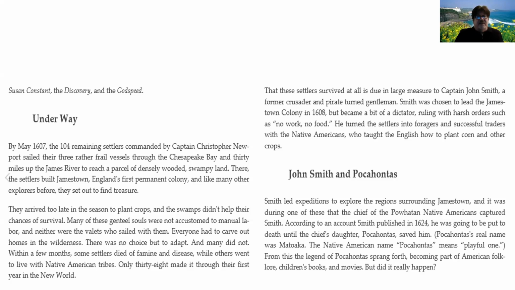Only 38 made it through their first year in the New World. So 120 went, 38 survived only. You can do the math there. So the vocab there is everyone had to carve out home, which literally means carve out, cut down the trees and try to make a house from the trees. If you're not used to working like that, I don't know how you're going to do it. Adapt is a big word, okay?